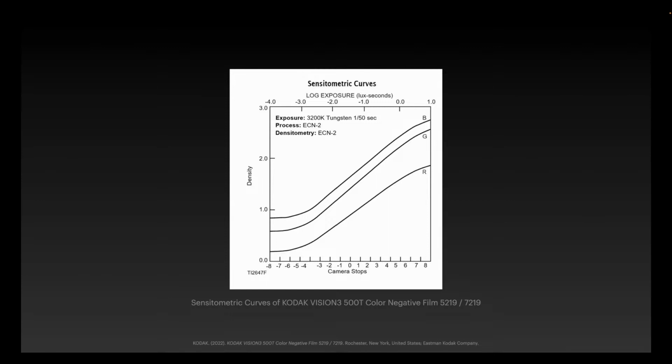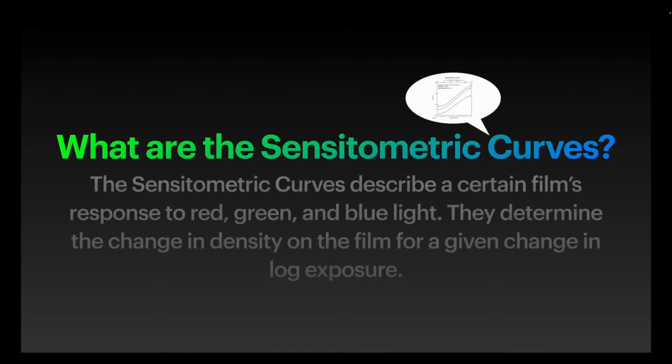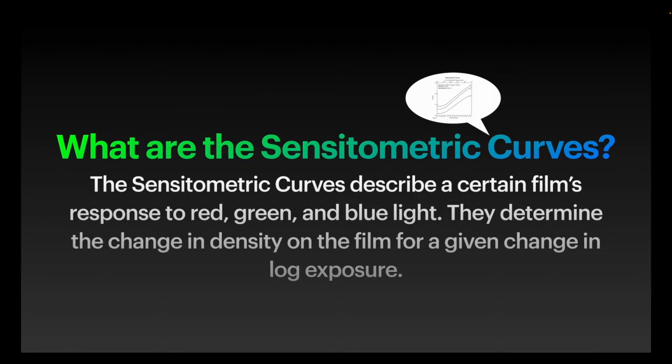You are going to see that light is not behaving in a linear fashion as it happens in CG. So let's analyze a bit more about the sensitometric curves, okay? The sensitometric curves describe a certain film's response to red, green, and blue light. They determine the change in density on the film for a given change of log exposure.